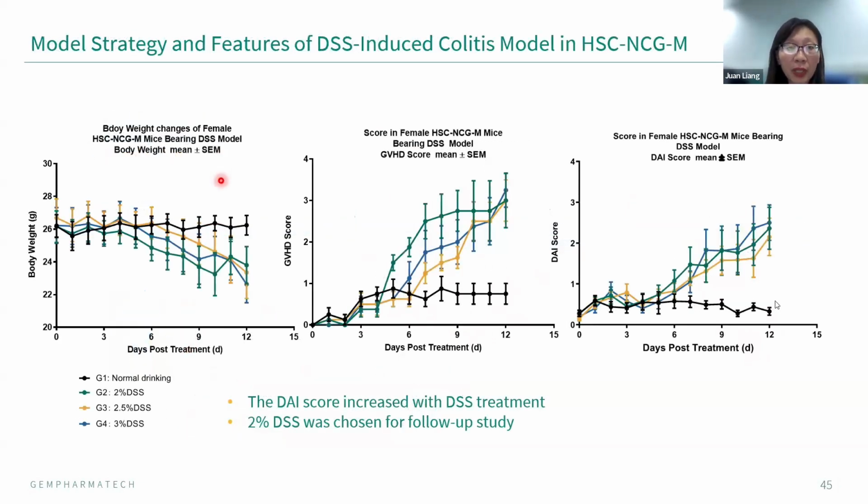Here is the data showing the model development. As indicated here, we treat the mice with the DSS as indicated in the yellow, blue, and also green lines. The mice are showing body weight decrease. And also when we look at the DAI score, the disease activity index score, we could also observe an increased DAI score when we treat the mice with DSS.